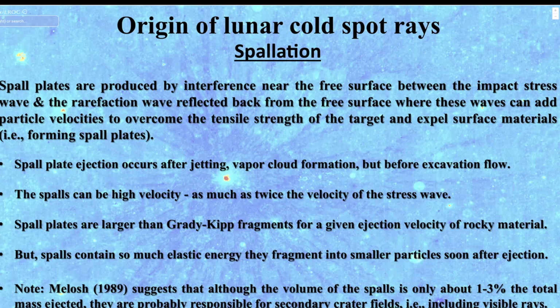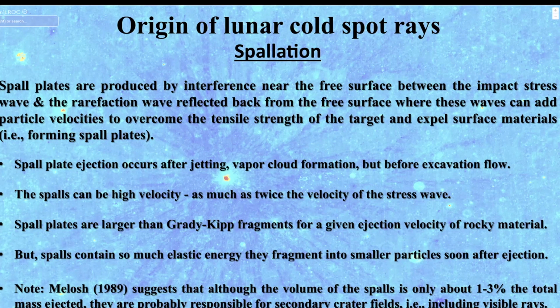So small plate ejection occurs after jetting and the vapor cloud formation, but it's still before the classic excavation part of the impact. Spalls can be high velocity, as much as twice the velocity of a stress wave. Spall plates are larger than the Grady-Kipp fragments for a given ejection velocity. They have so much elastic energy that they fragment into smaller particles soon after ejection.